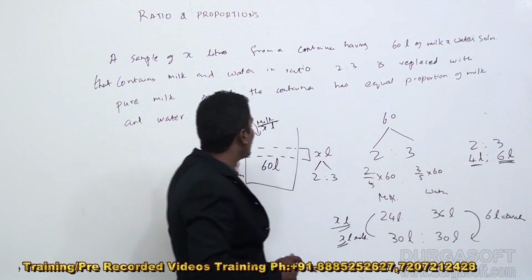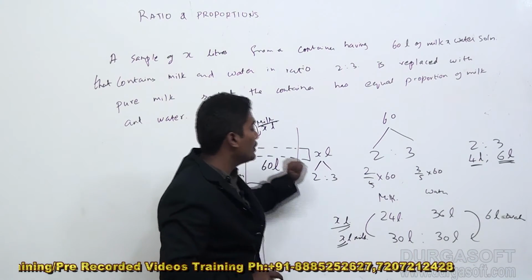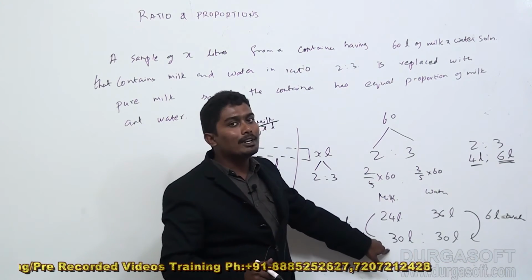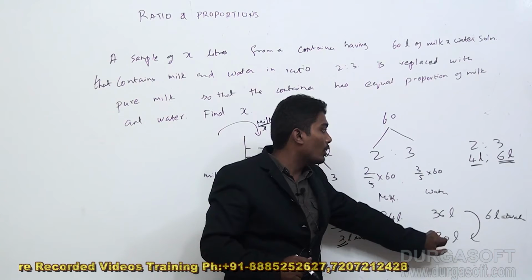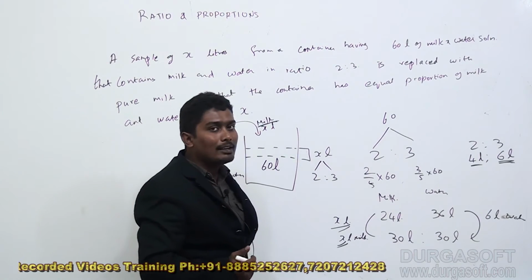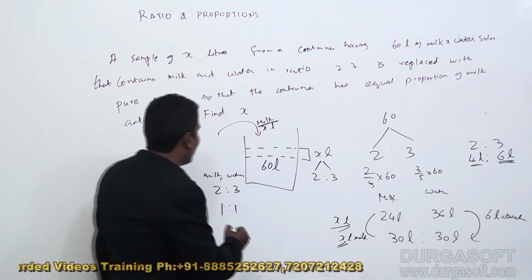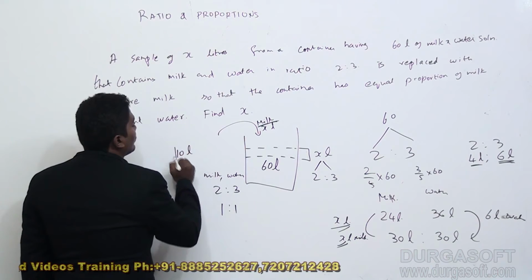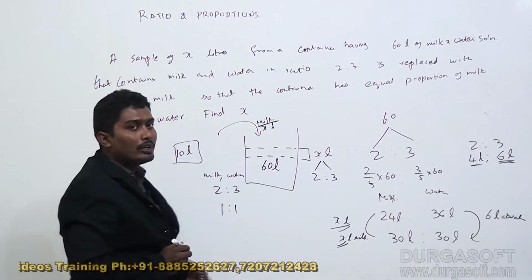I remove 10 liters of the solution, now I will add 10 liters pure milk. After adding pure milk, it becomes 30 liters milk and 30 liters water, which means the quantity that I will be removing is 10 liters. So the value of X will be equal to 10 liters.